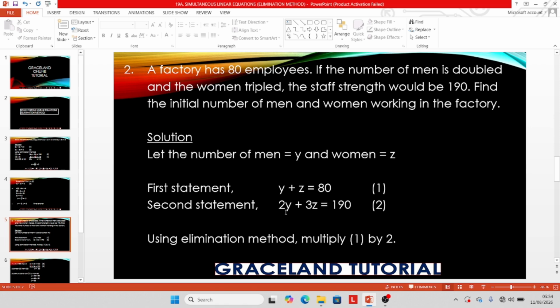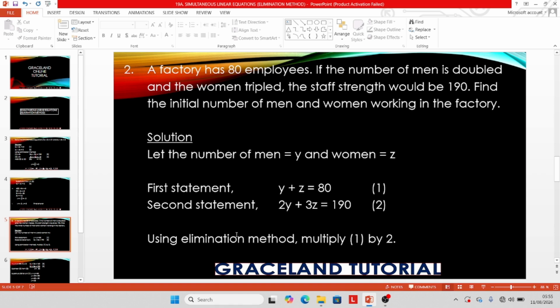In other words, when you add 2y, which is doubled, plus 3z, the number of women that was tripled, it will be equal to 190. Take note, 2y plus 3z is equal to 190 from the second statement. So that will stand as equation 2.